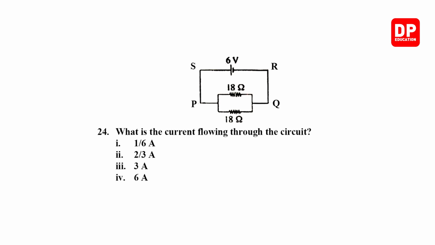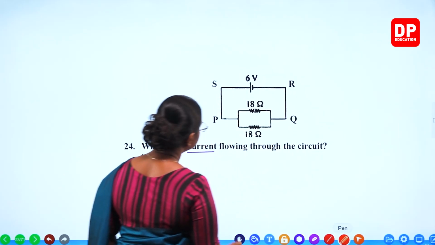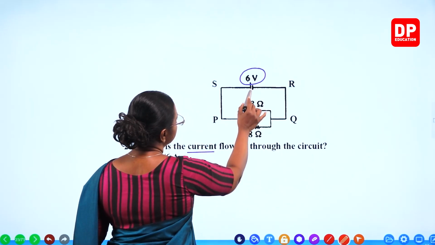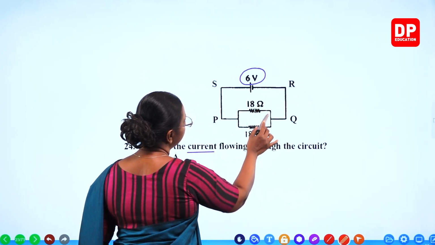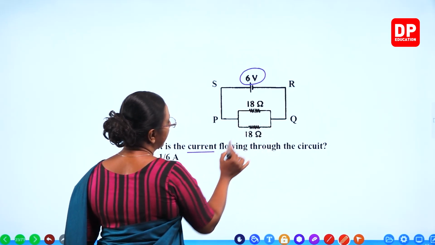24. There the diagram is given on top. What is the current flowing through the circuit? So here you need to find the current. Now look at the circuit. We have a 6 volt power supply. So from plus to minus current flows, then 18 ohms, 18 ohms. So they are connected in parallel.